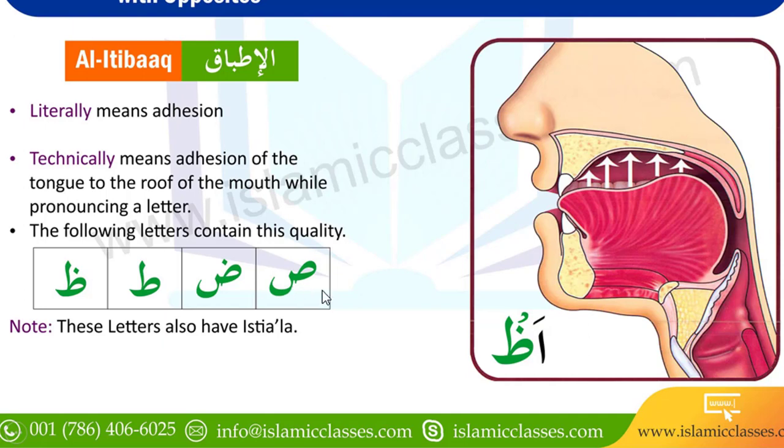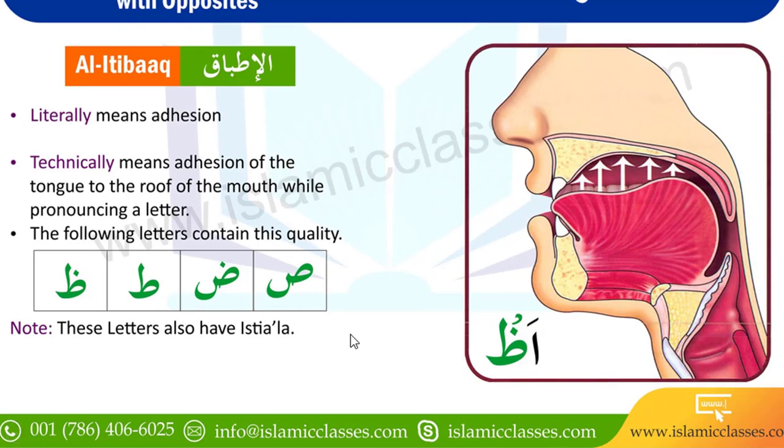So what's the difference between al-isti'la and al-itbaaq? In al-itbaaq, the quality is that the sound is basically stuck between the tongue and the roof of the mouth. As you can see here, the arrow sign is telling us the sound is basically stuck, right?